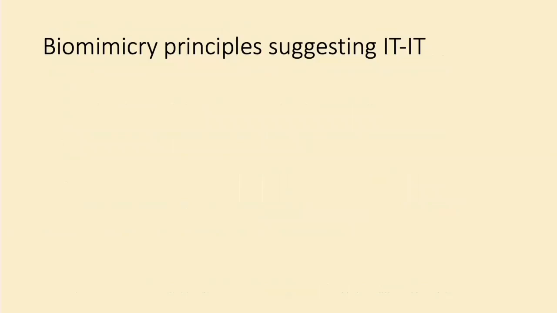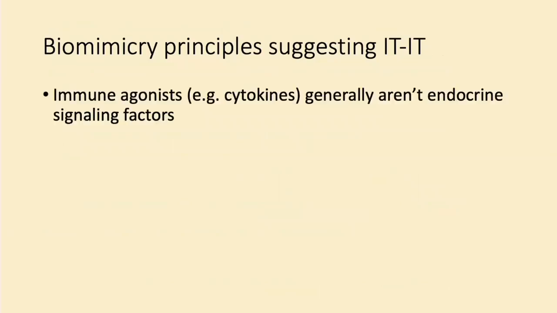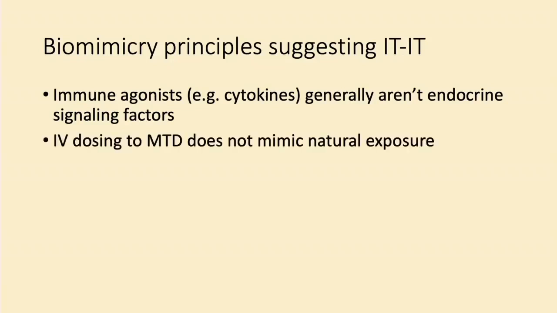And so for intratumoral immunotherapy, ITIT, these cytokines that the immune system uses are generally not endocrine signaling factors that go everywhere in your body. But that's how we dose them. We dose them intravenously, soak the person in this drug to the highest level they can tolerate, the maximum tolerated dose. And that's not mimicking the natural exposure. Does that matter? Maybe not. Maybe we can do better than nature because we're trying to do something different. But it might not be bad to think about trying to do the same thing.